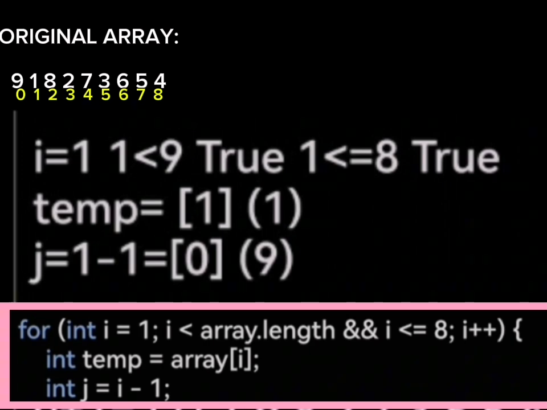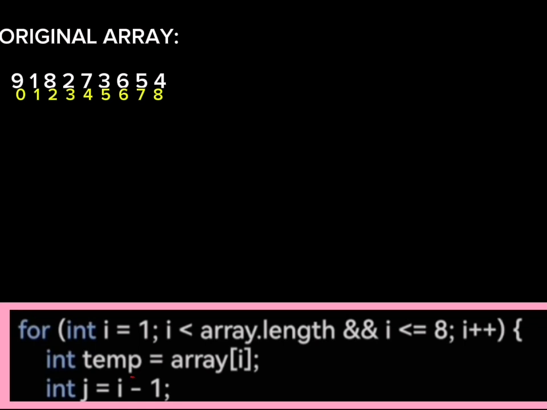After that, we will proceed to the next line, which is the temp. So, the value of temp is array[i]. So, kung ano yung value ng i, yun din yung value ng ating temp. So, since yung value ng ating i is 1, so 1 din po ang ating temp. So, yung laman po ng ating index 1 ay 1. Yung value po ng j ay i minus 1. So, ibig sabihin, 1 minus 1 is equals to 0. Yung laman po ng ating index 0 ay 9.